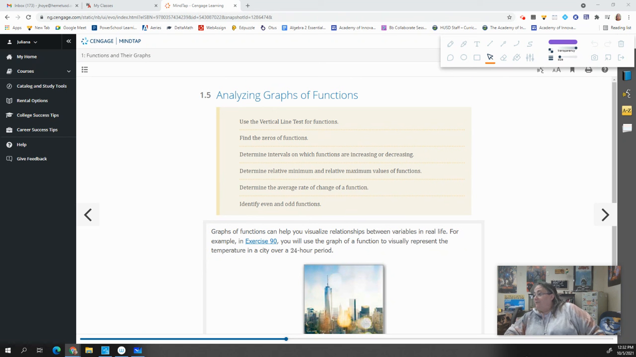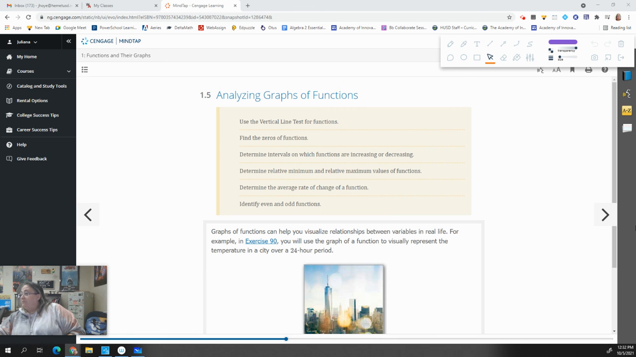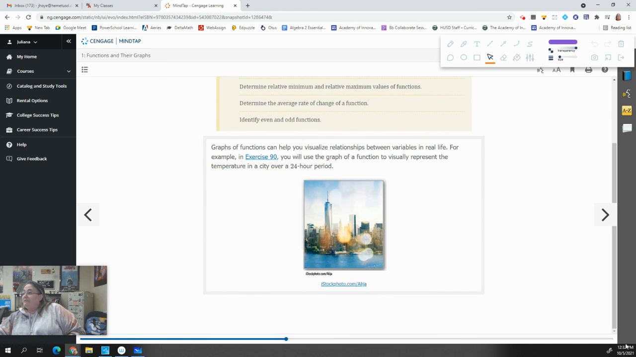I'm going to move to the other side of the thing so that I can actually scroll on the screen here and see if I actually got to the bottom. This is just a picture of a city that has nothing to do with what we're doing today.